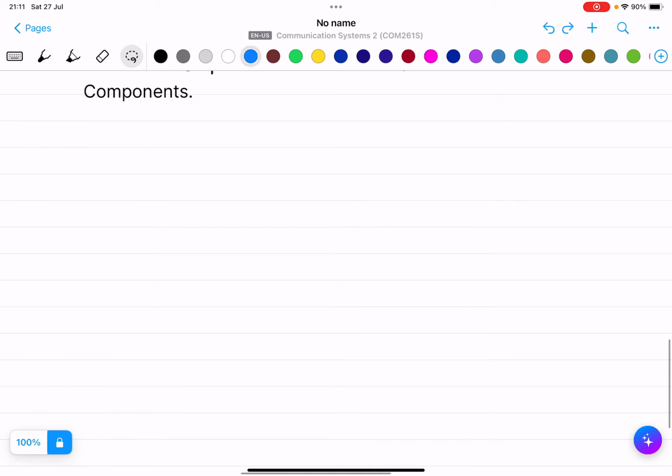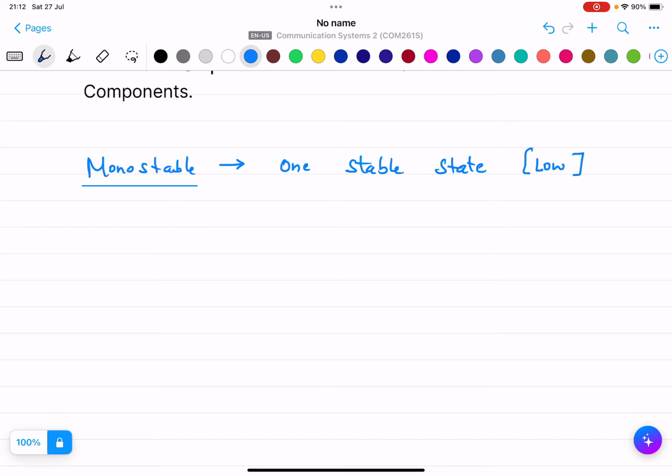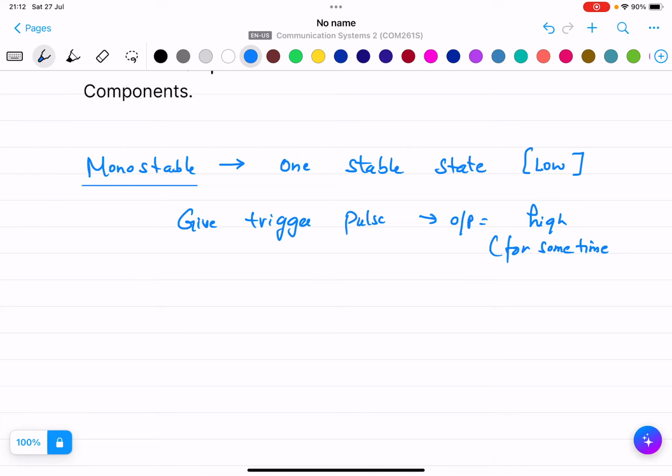Before explaining that, I will explain what monostable is. Monostable, as its name indicates, mono means single, so it has one stable state. It has only one stable state, and that is low. If we give a trigger pulse, then the output becomes high for some time, not always, only for some time. Let me explain here.